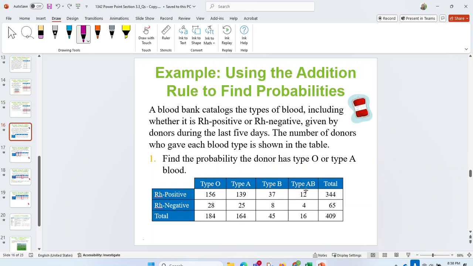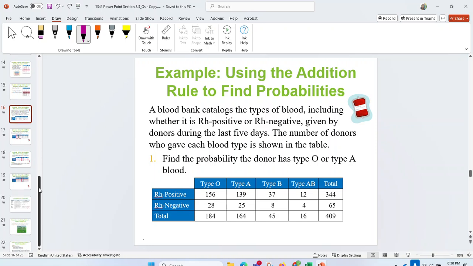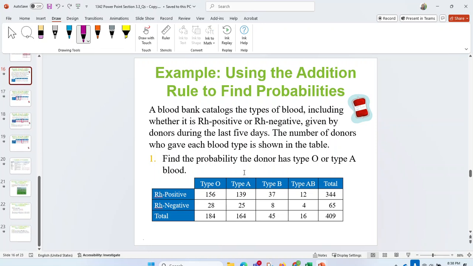Okay, let's look at this one right here. We did the blood type earlier, right? Now we're going to look at it one more time in this table.